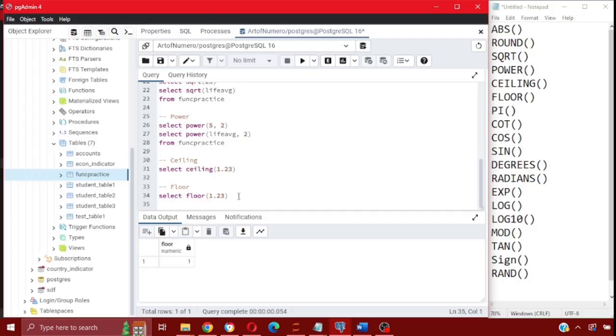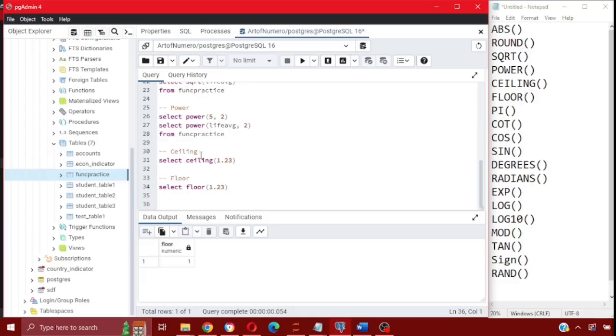So ceiling and floor. While ceiling gives you the value that's not less than x, flooring is going to give you the value that's not going to be greater than x, and ceiling is going to give you the value that's not going to be less than x. So they have usability too.